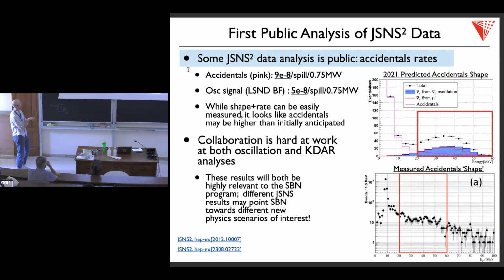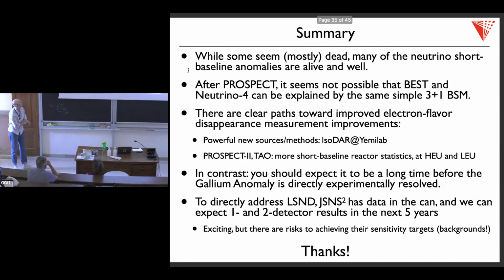This is all they've shown. The collaboration is hard at work on the analysis, and hopes to measure decay-at-rest neutrinos, which is interesting. Okay, so that's what I wanted to say. Many of these models seem mostly dead. Most of them are alive and well. After PROSPECT, it seems not possible that the same simple 3+1 model explains it.